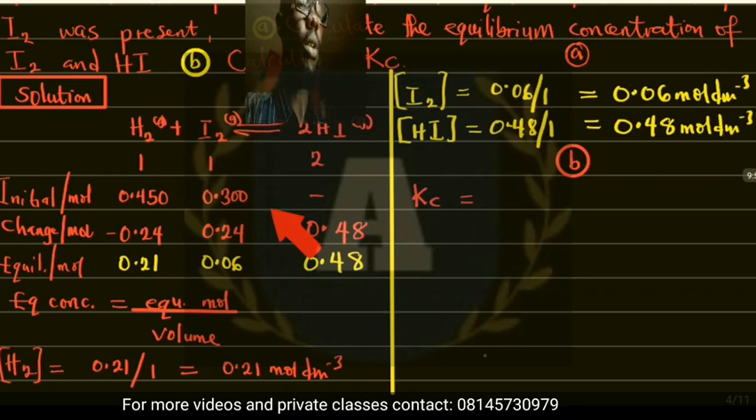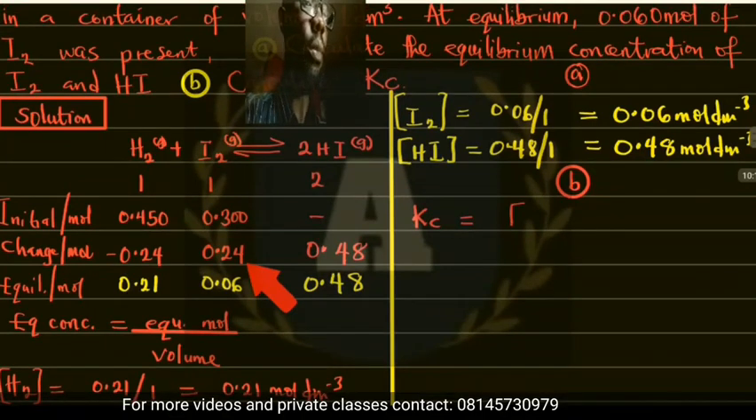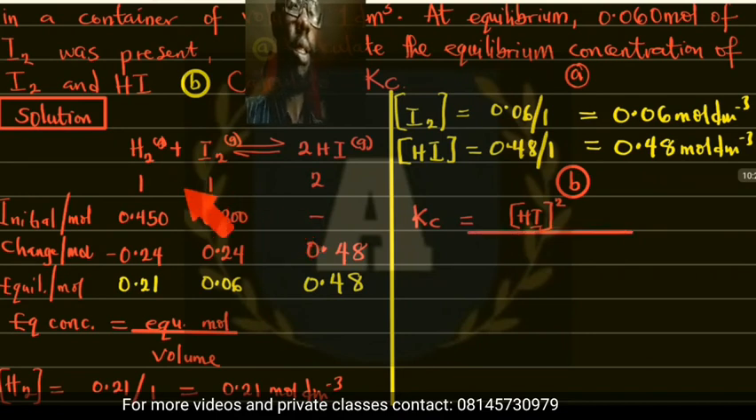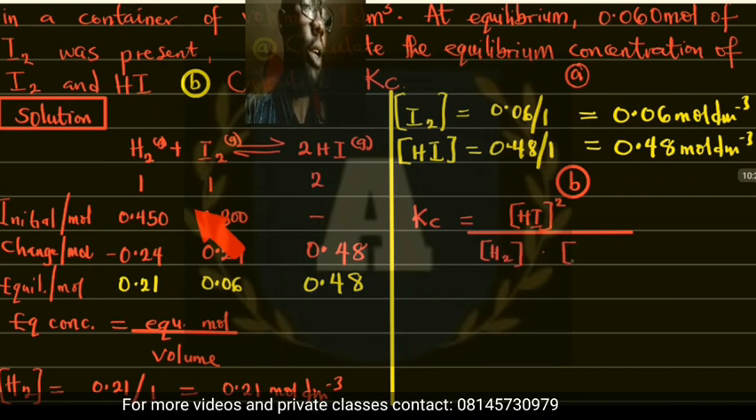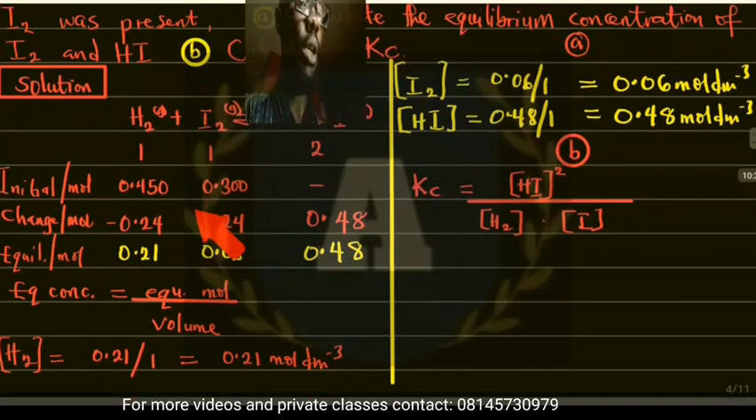To calculate the equilibrium constant, that will be the equilibrium concentration of the right hand side divided by the concentration of the species on the left hand side. So for that we have HI to the power of 2, according to the law of mass action, divided by the equilibrium concentration of hydrogen multiplied by the equilibrium concentration of iodine. So we have those values.